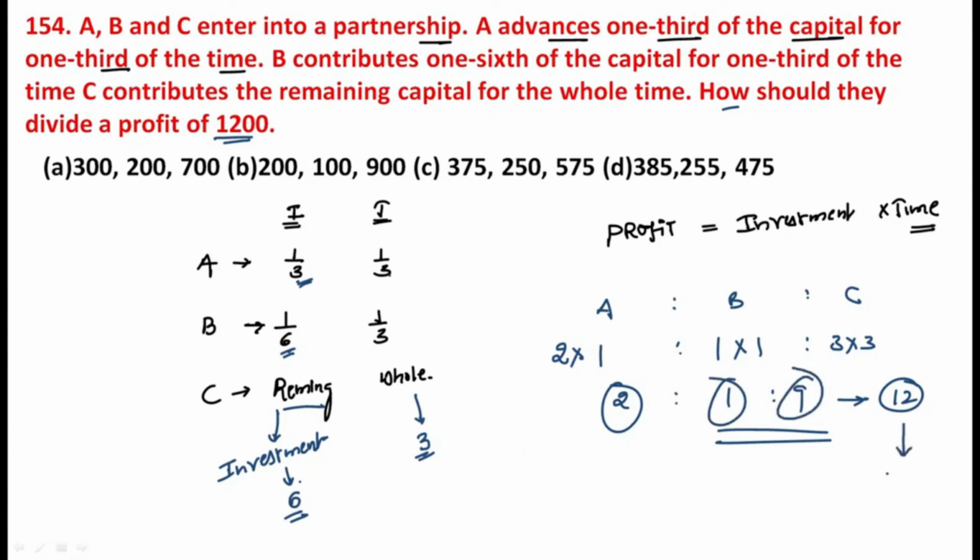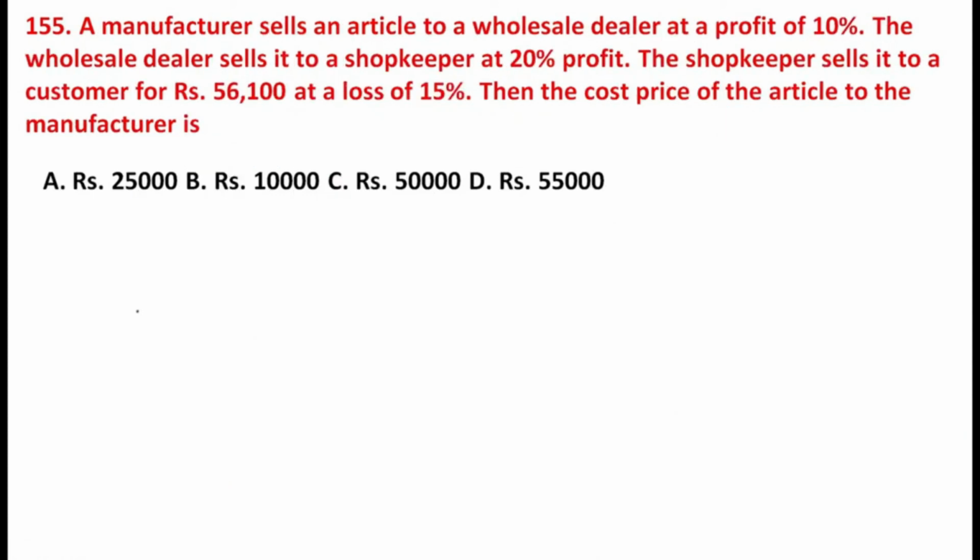The overall profit they give is 1200 rupees, which means each unit is equal to 100 rupees. Now, the respective profits of the individual persons are 200 rupees, 100 rupees, and 900 rupees. B is the suitable answer. Okay, the next question. Now, see this question.